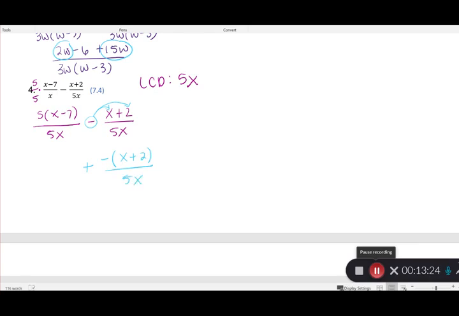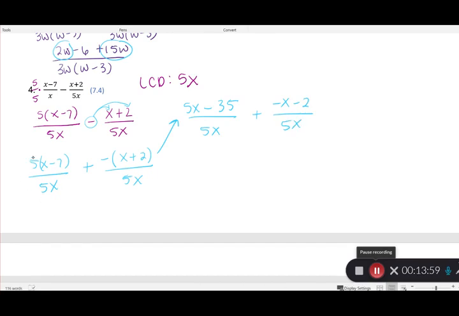If you don't remember to distribute it, you're going to get the problem wrong because your numbers are going to work out differently than they should. So this is another way to write it to help you not make that mistake: change it to plus and bring the minus into the numerator of the second fraction. Now I'm going to multiply out, so I get 5x minus 35 all over 5x, plus a negative x minus 2 all over 5x. Please don't cancel these 5's back out.